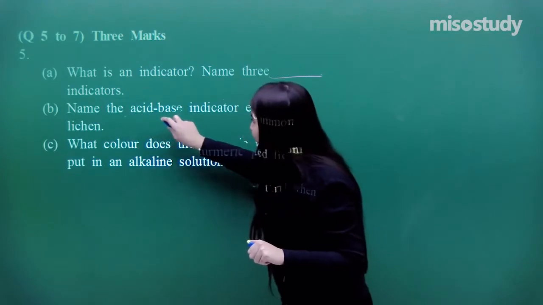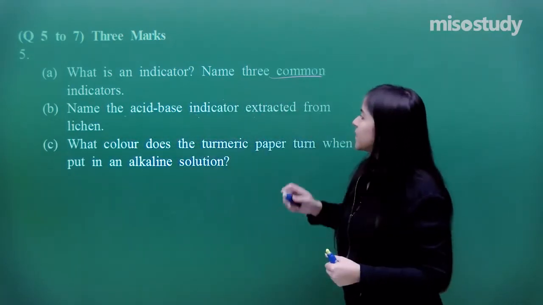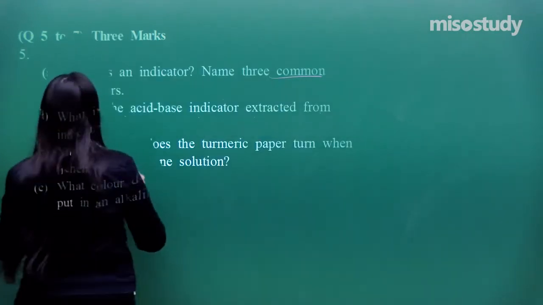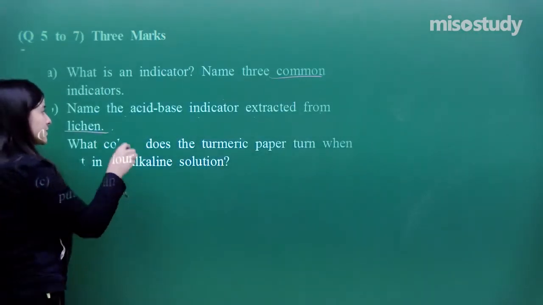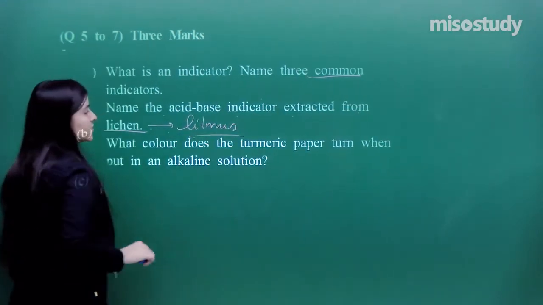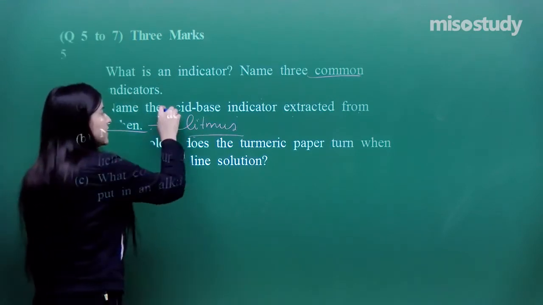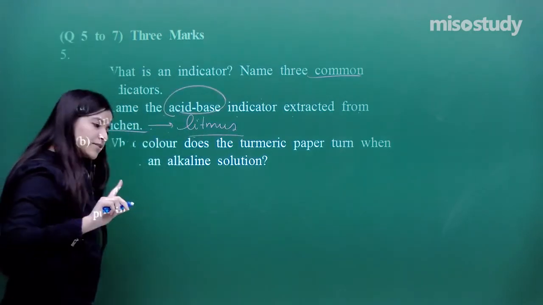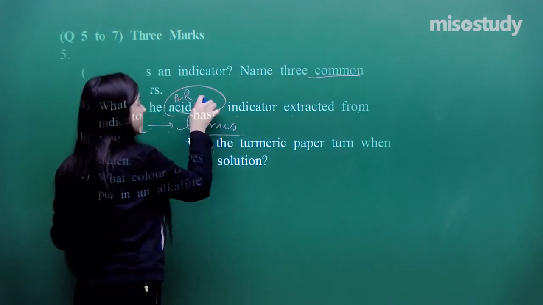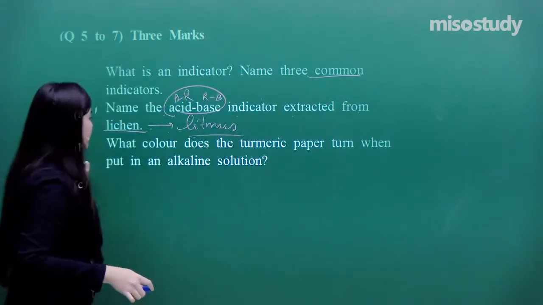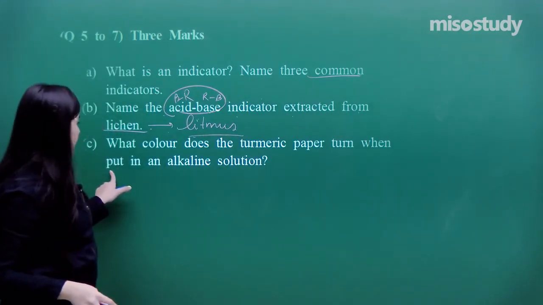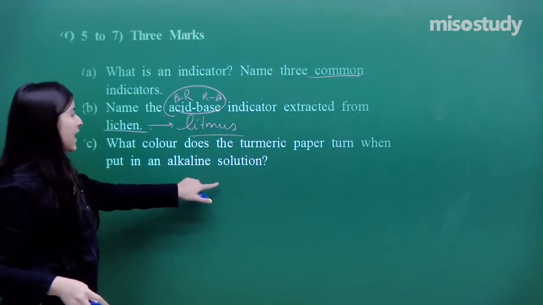Now, name the acid base indicator extracted from lichen. This is responsible for the litmus paper that we use. So that is the acid base indicator. For acid, the litmus gets converted from blue to red, and for base, from red to blue. Getting it? Now what color does the turmeric paper turn when put in an alkaline solution?